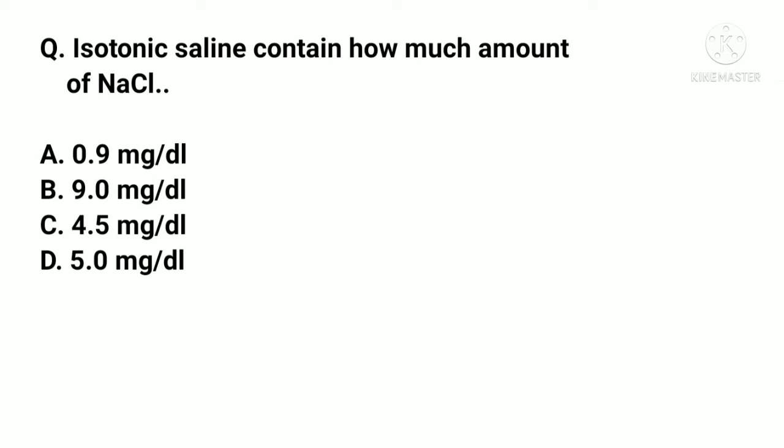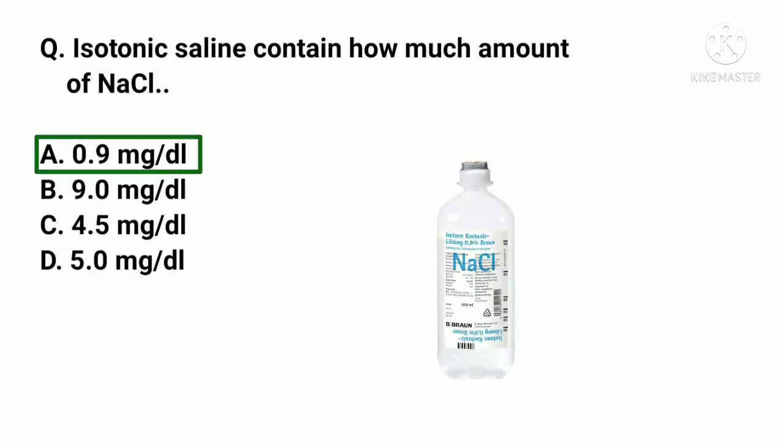Isotonic saline contains how much amount of sodium chloride? A. 0.9 mg per dl, B. 9 mg per dl, C. 4.5 mg per dl, D. 5 mg per dl. And the correct answer is A. 0.9 mg per dl.